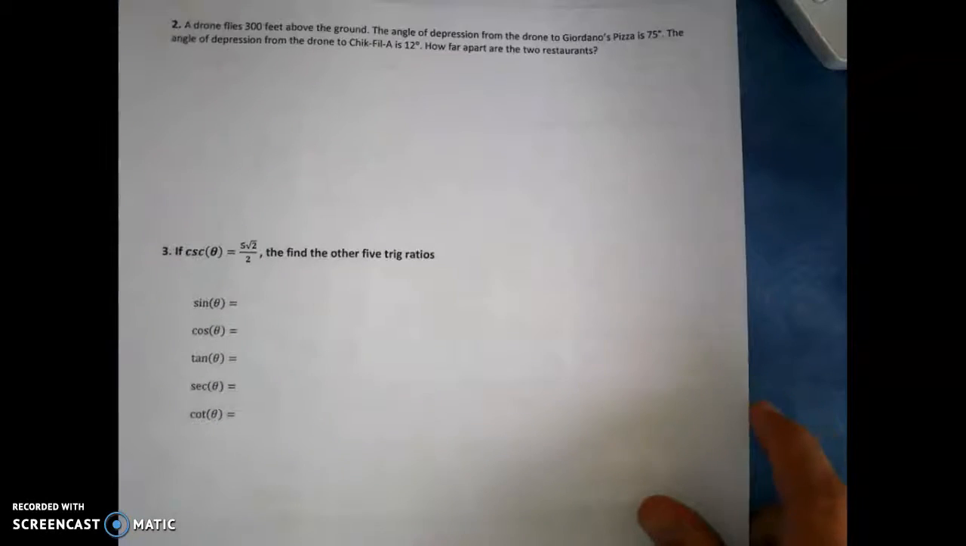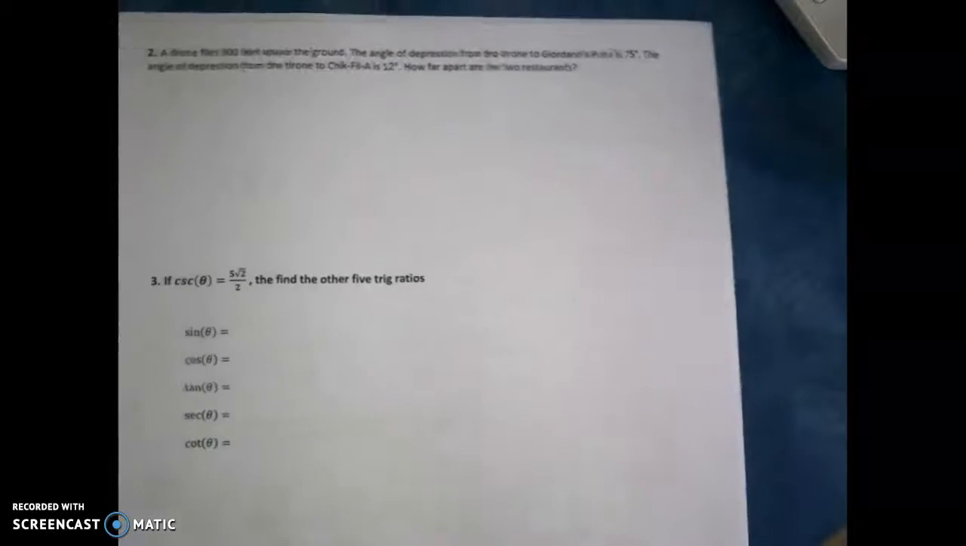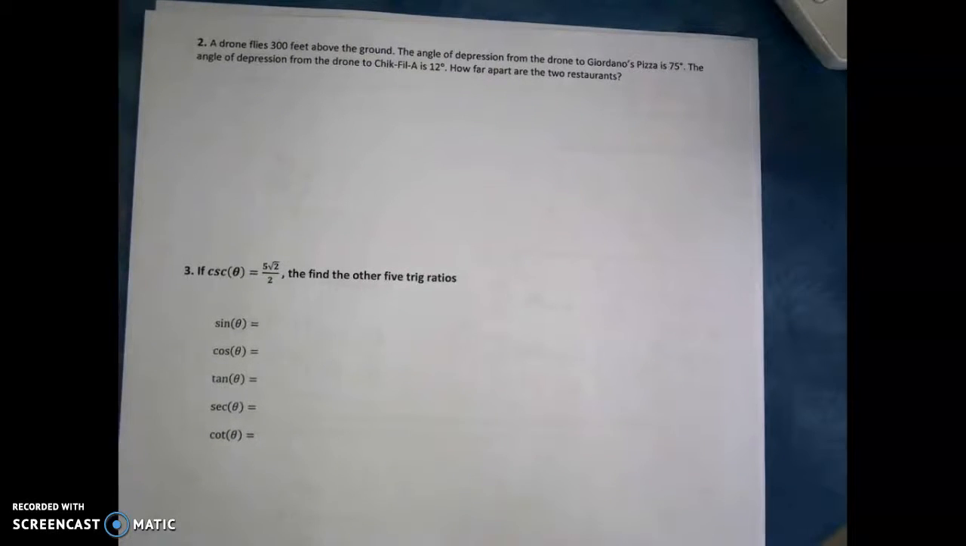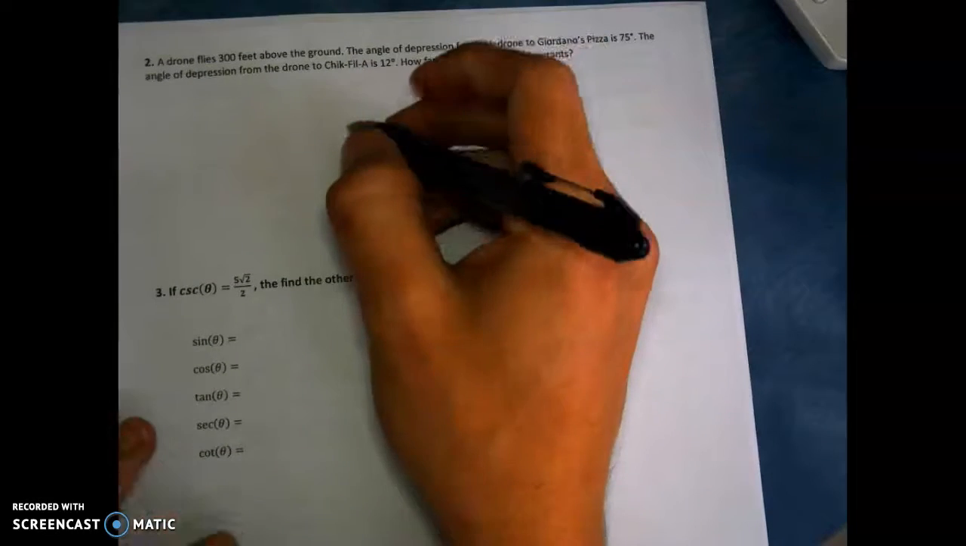Okay, number 2, we have a drone flies 300 feet above the ground. The angle of depression from the drone to the pizza place is 75 degrees. The angle of depression from the drone to Chick-fil-A is 12 degrees. How far apart are these two restaurants? Now there's two ways we could go about this. I think most did it the way I'm going to show here. So we'll do that one.